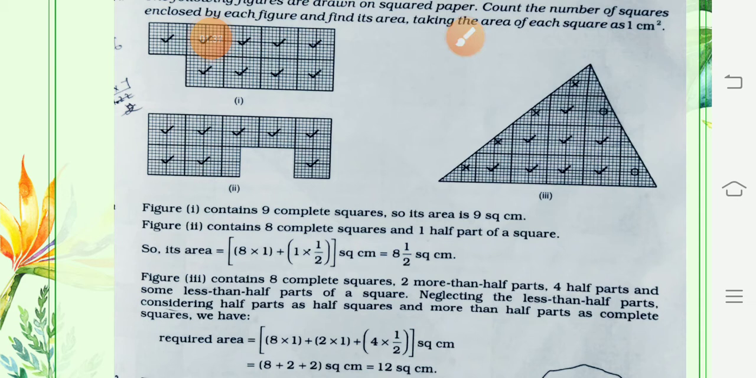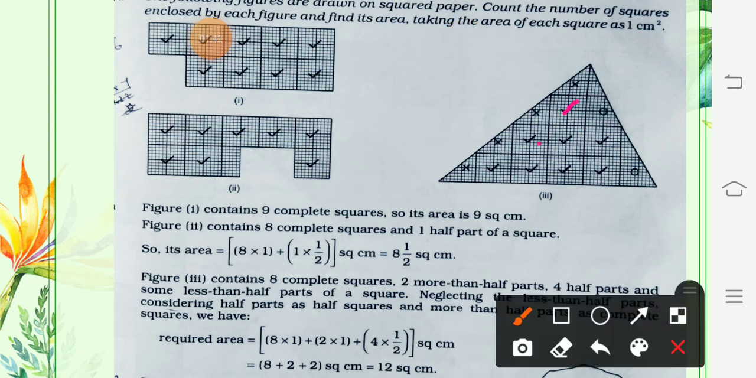If we talk about figure number 3, so we are watching the thick ones are complete squares. So how many are these? 8. Is it okay? Now if we talk about more than half, these 2. Okay, now if we talk about half squares, so 1, 2, 3 and 4. So apply the formula.